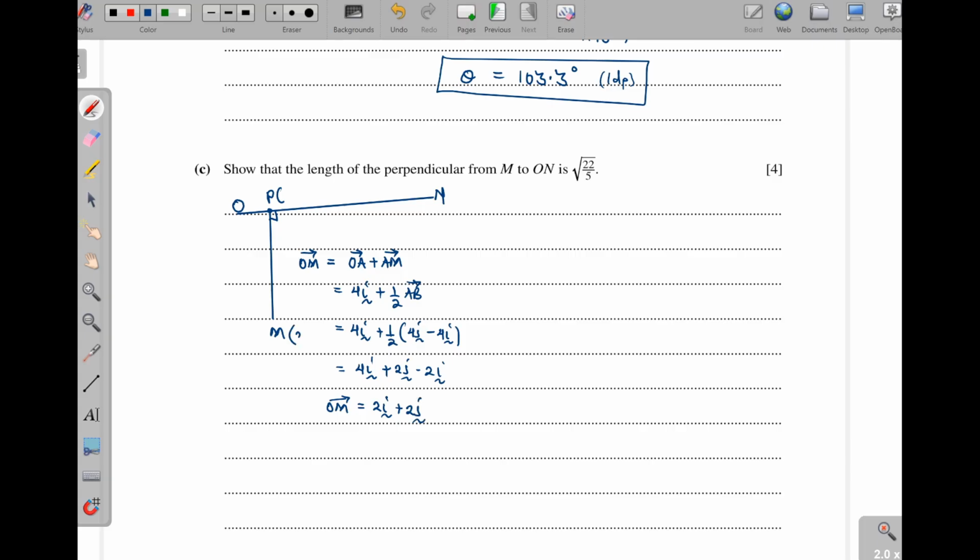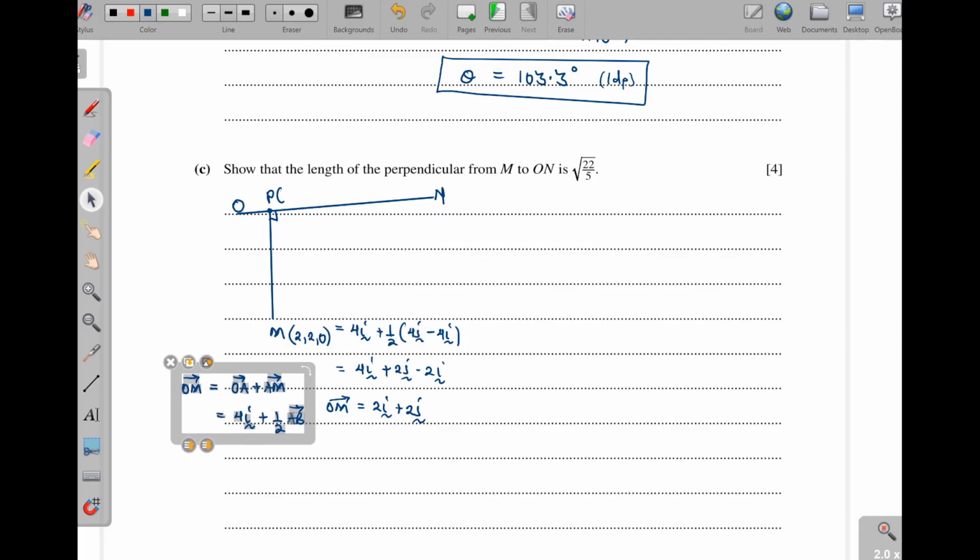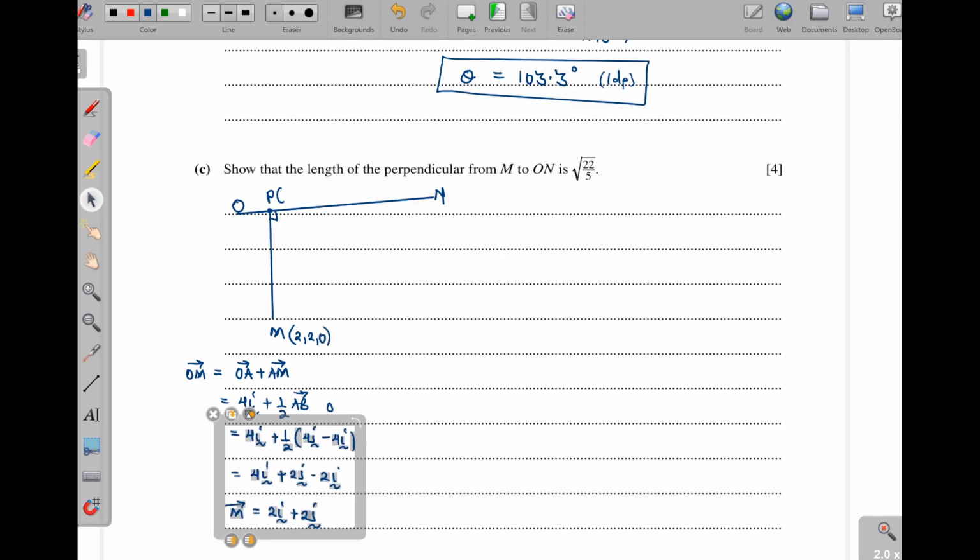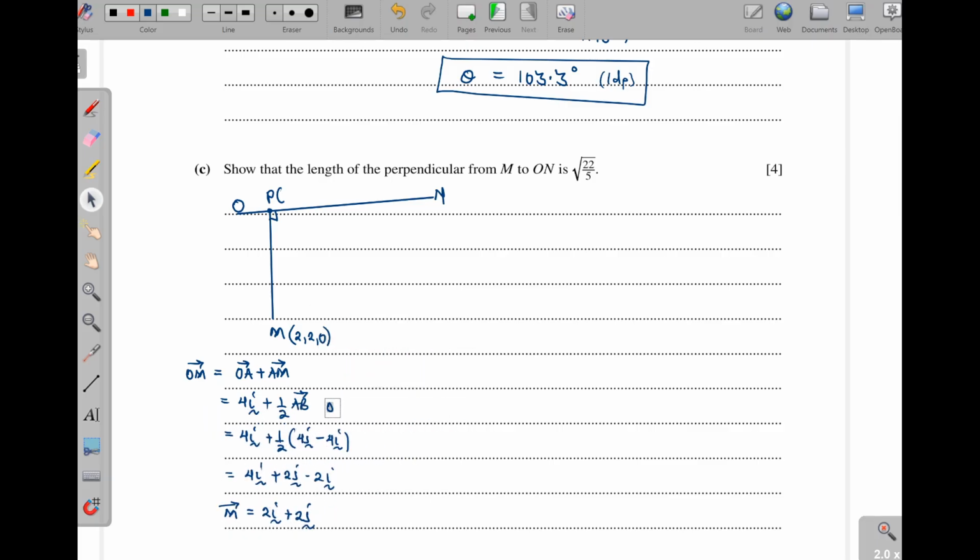That means here we have 2, 2, then 0, because there is no K. Let me actually put this one here, it's just side work. We have something like that. So we're saying there is no K, so the Z coordinate is 0 there. Now, what else do we have?